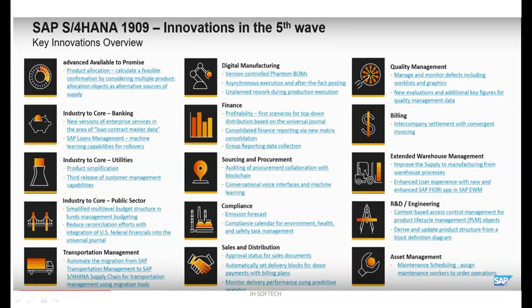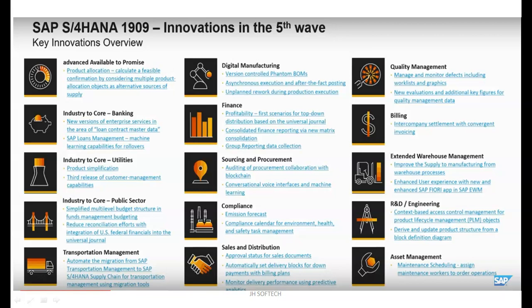If we look at the SAP S/4HANA 1909 innovations in the fifth wave, we're going to have a couple of innovations which are very considerable and worth discussing. They are related to advanced available to promise. We have product allocations. It calculates a feasible confirmation by considering multiple product allocation objects as alternative sources of supply. Then we have industry to core banking. We have new versions of enterprise services in the area of loan contract master data, SAP loans management.